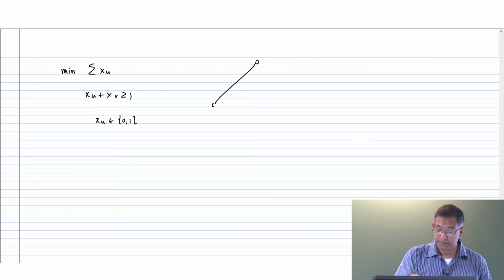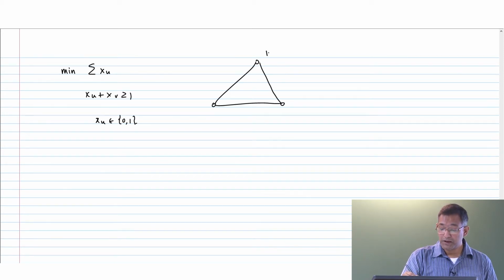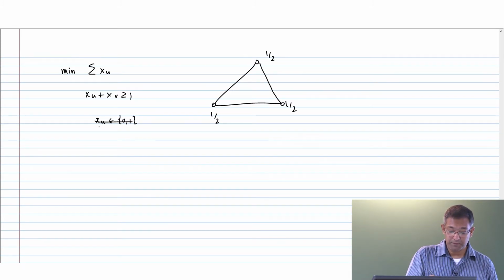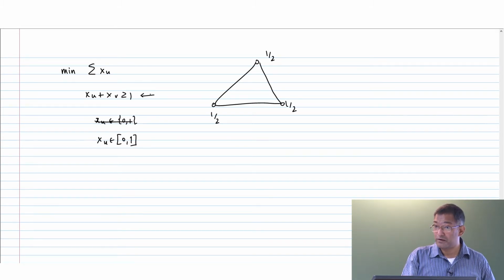Let us take this graph, a triangle. I can assign a value 1/2 to every vertex. The linear program says that the x_u values are between 0 and 1, therefore, I can assign 1/2 to every vertex. Now, look at this constraint. It says that if you add up the values of the two endpoints of every edge, they must sum up to at least 1, which is true here, and therefore, every constraint is satisfied, and this is a feasible solution to the linear program. What is the value of this?